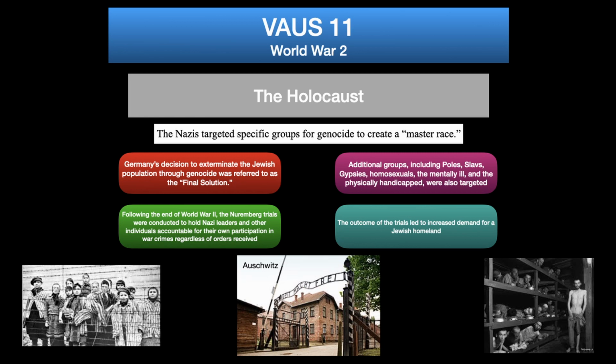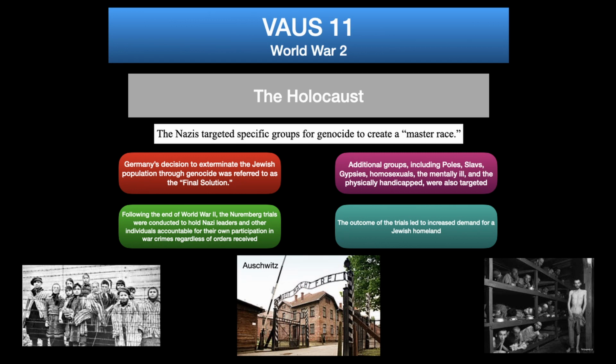A lot of people don't realize that the Holocaust is not just against the Jews, but there were other people as well. In fact, the first start of the Holocaust was German children with disabilities. So you can see some of the pictures down at the bottom. Very sad stuff. Auschwitz is one of the main extermination camps that can be visited still today, which is pretty sad.